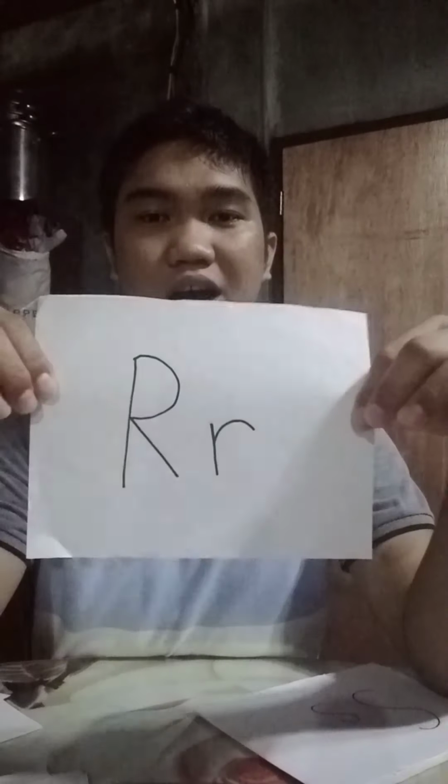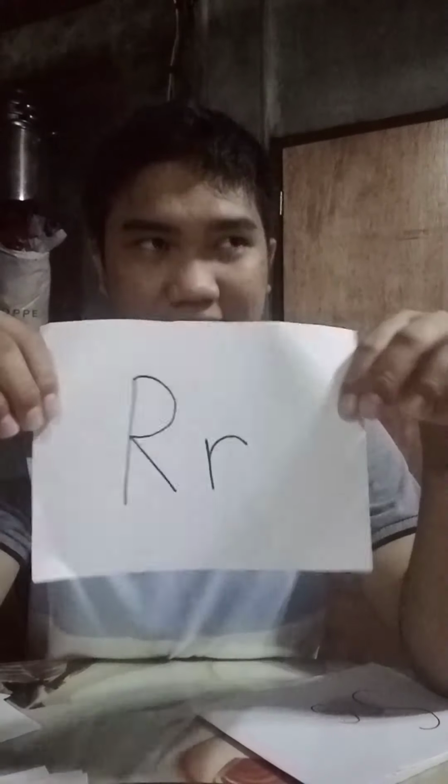Next is letter R. The sound of letter R is R. So, the word that begins with letter R is, how do you read this? It's rooster.